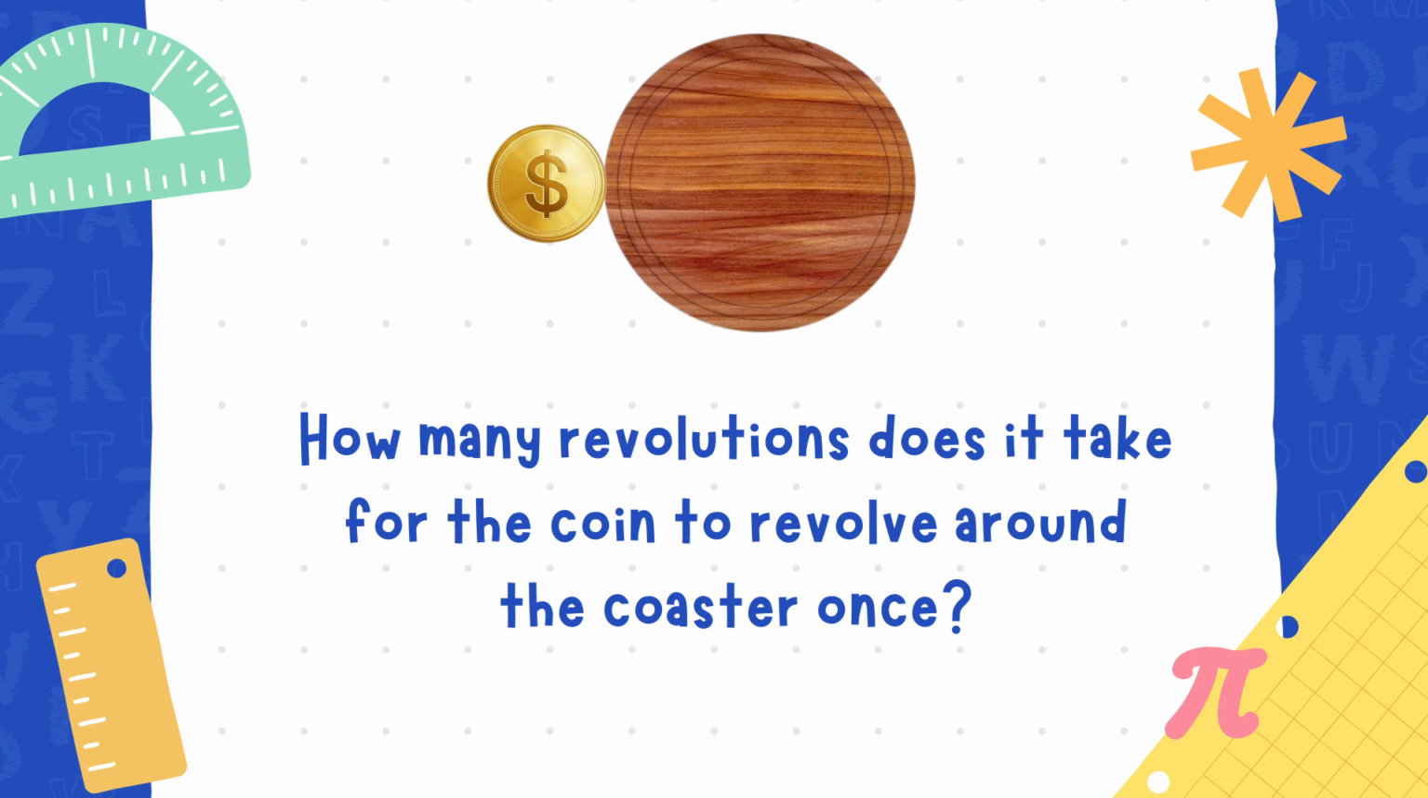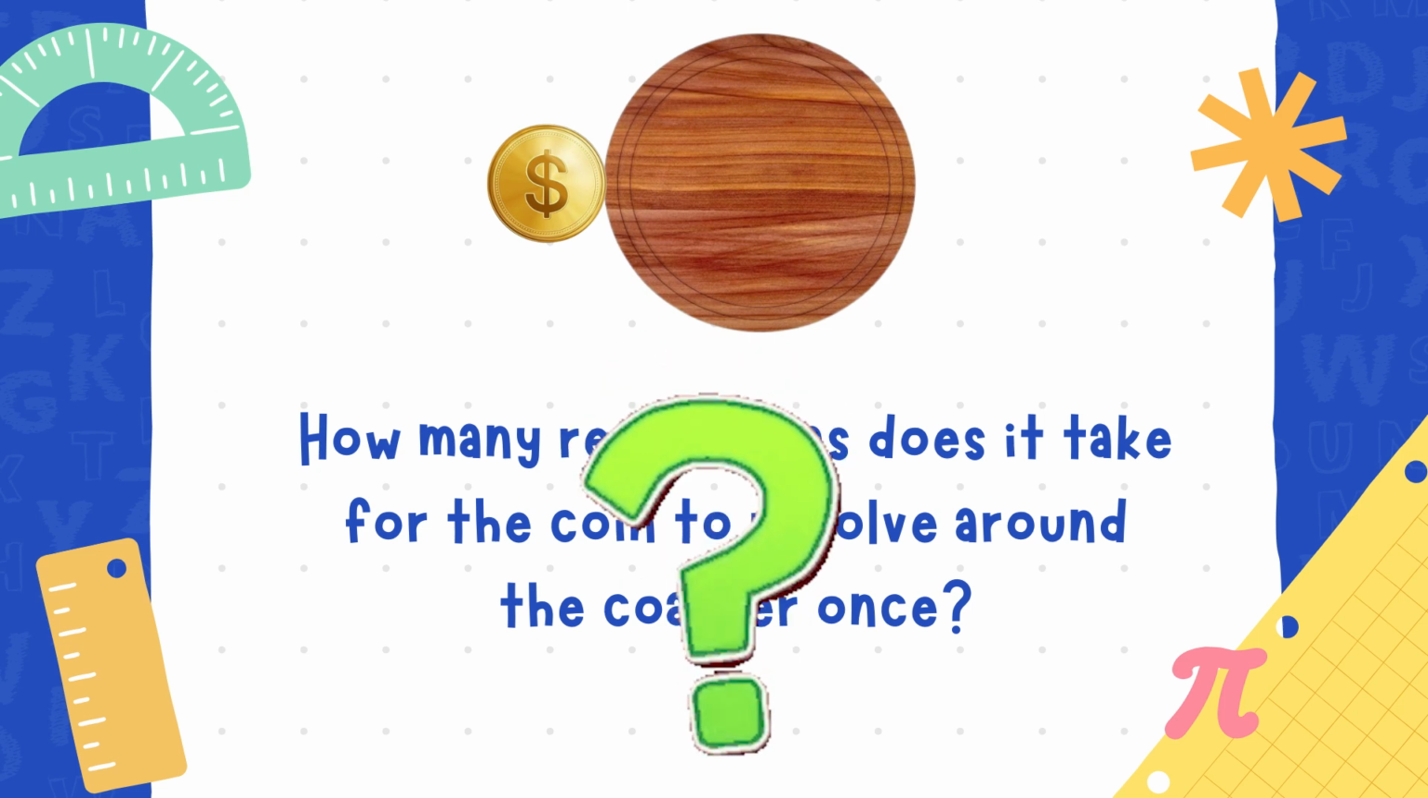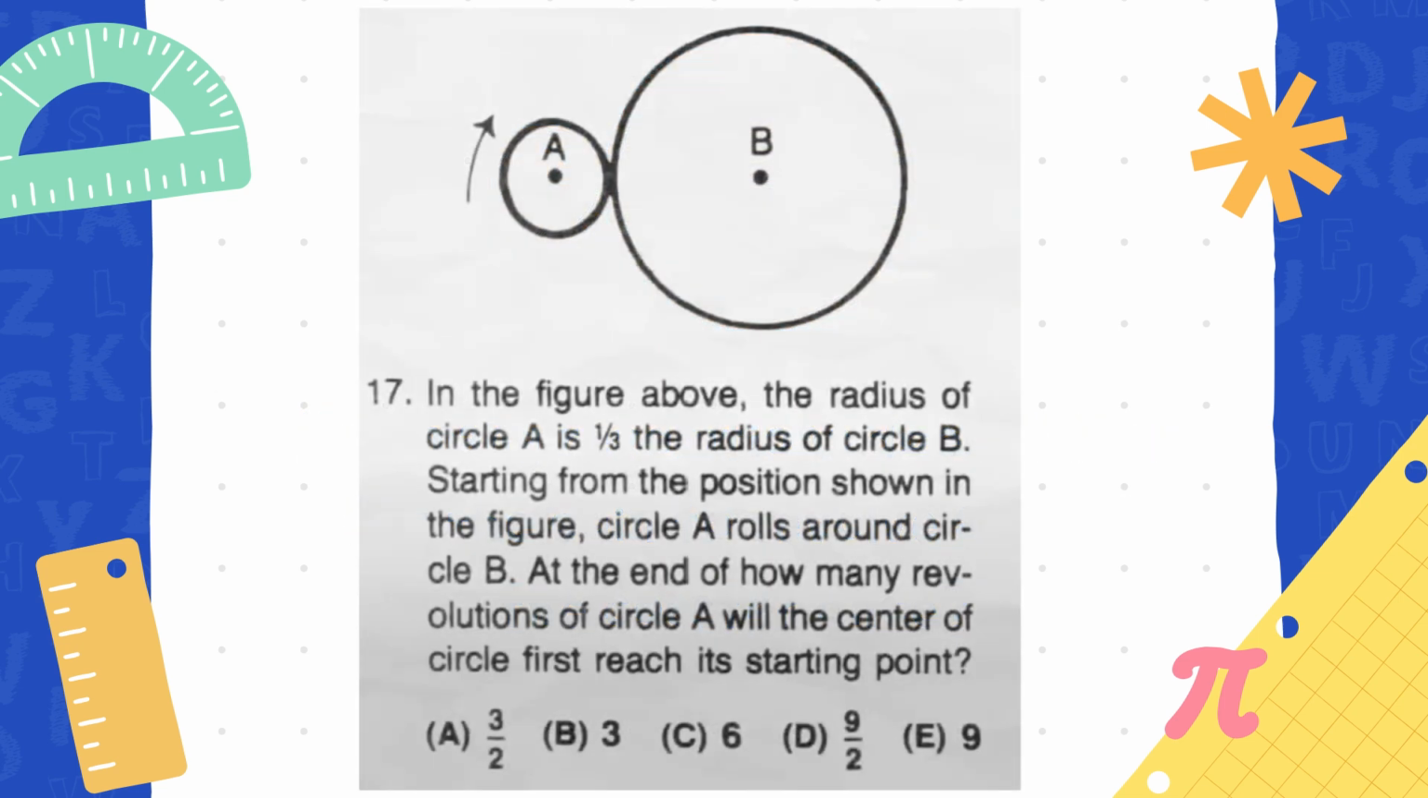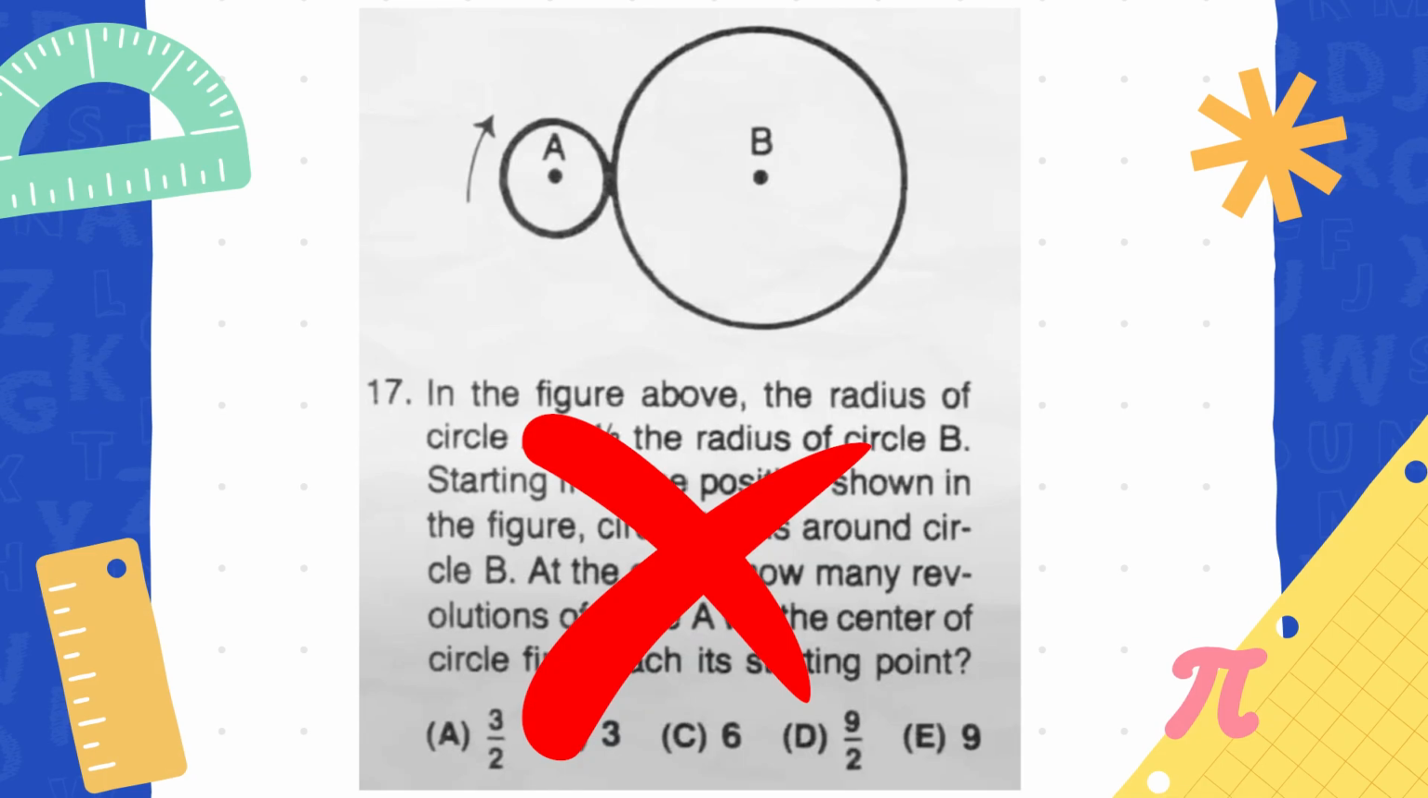The radius of the coaster is 3 times the radius of the coin. If the coin were to roll around the coaster once, how many revolutions does the coin take to go around the coaster? In 1982, a similar question like this came out in America's SAT exam and every student got it wrong. The reason no one got it right was because none of the answers were correct and the actual answer was not one of the options.